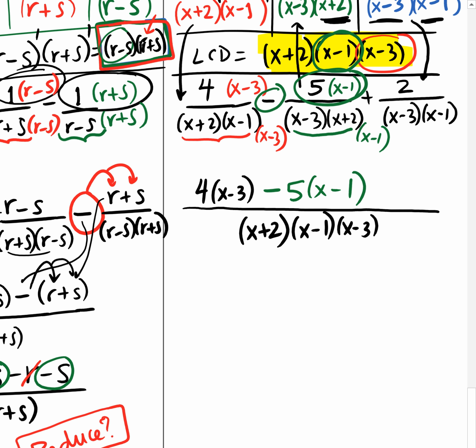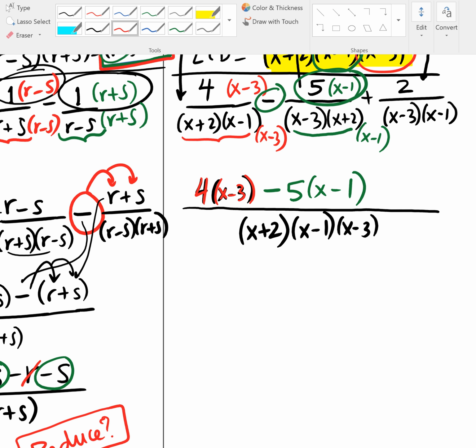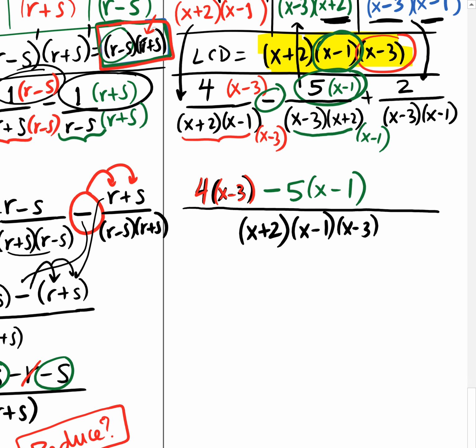Alright, maybe just a color code. The first numerator was 4 times x minus 3. The third fraction on the right has a denominator of x minus 3 times x minus 1, so he must be missing the x plus 2 from the LCD. I'll multiply top and bottom by x plus 2. He had a plus sign, that'll come down, and now his numerator is 2 times x plus 2.